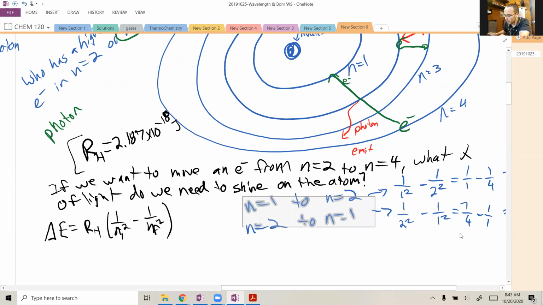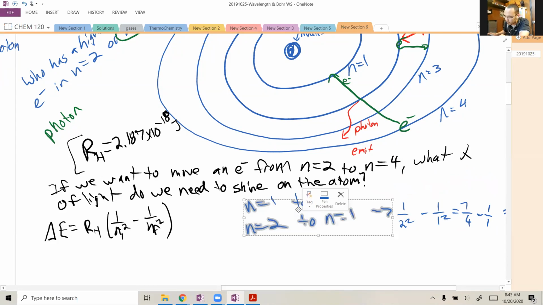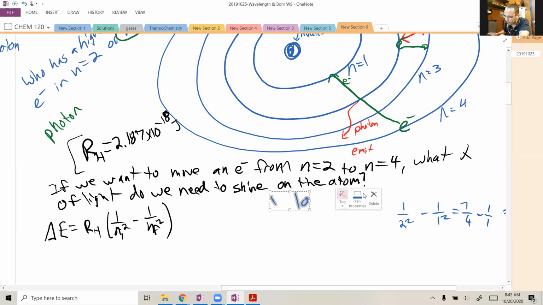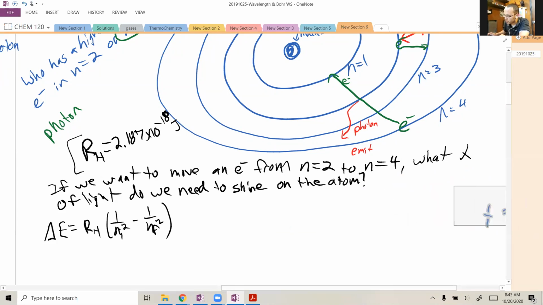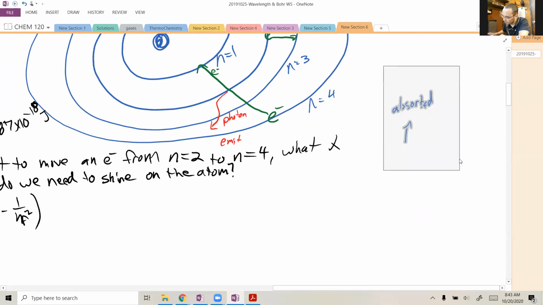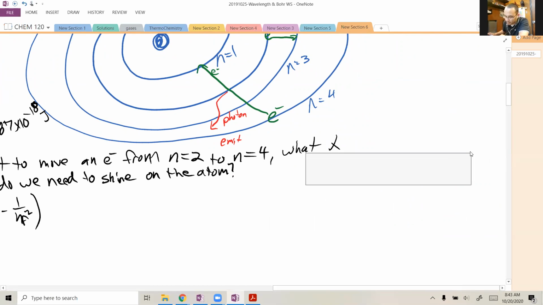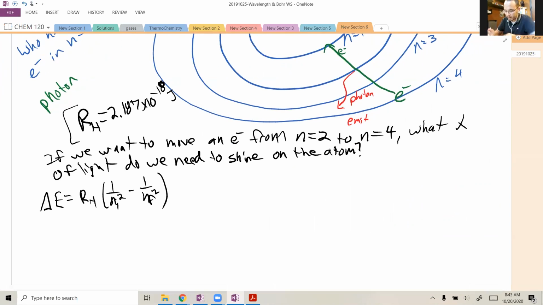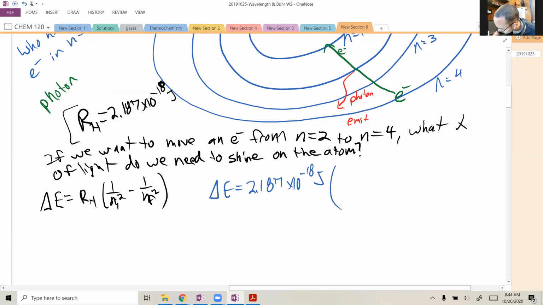Okay, so now let's solve this problem. In this case, what are our n values that we're going from? 2 to 4. 2 is our initial and 4 is our final. All right, so we have our delta E as being 2.187 times 10 to the negative 18 joules. We said that our initial was 2, so 2 squared.